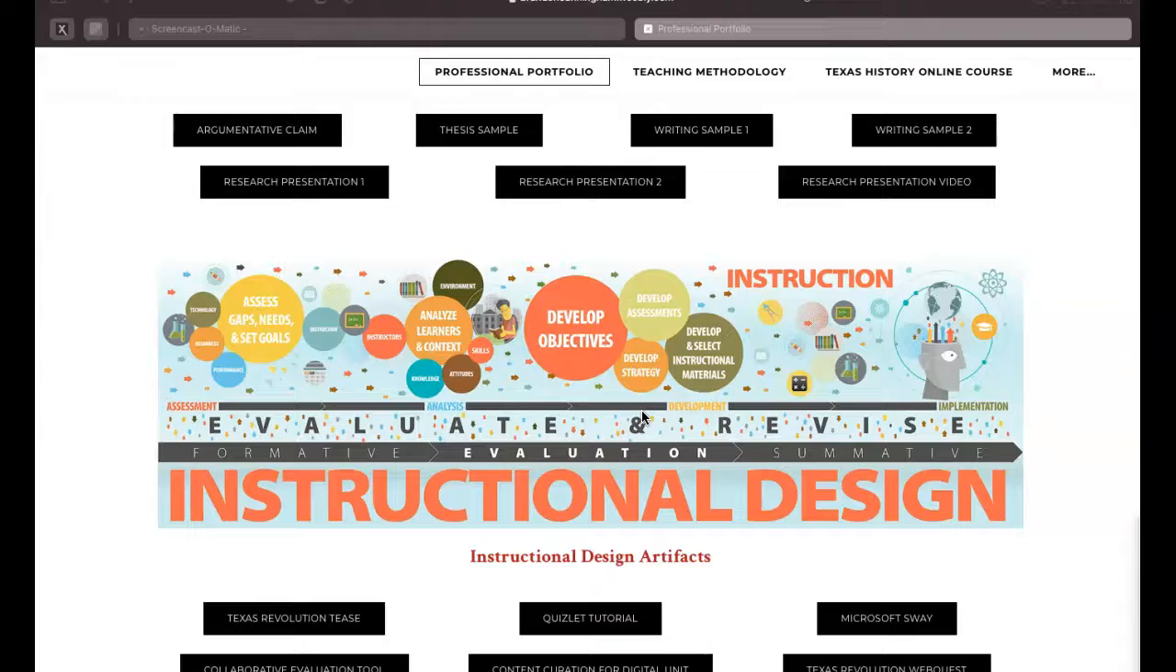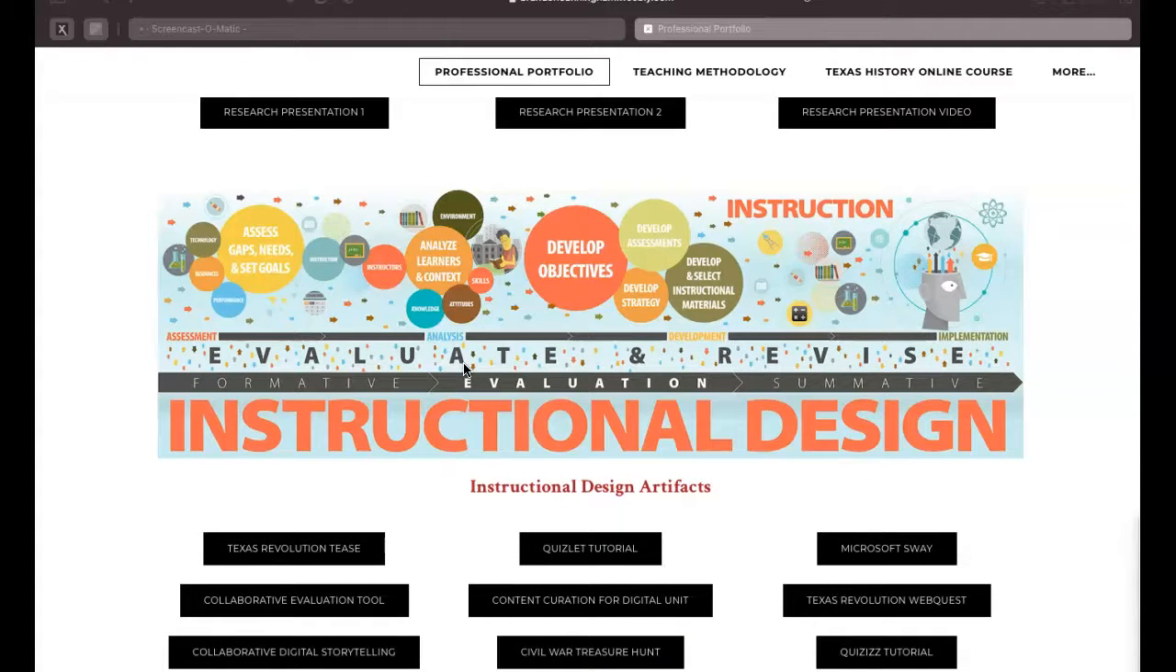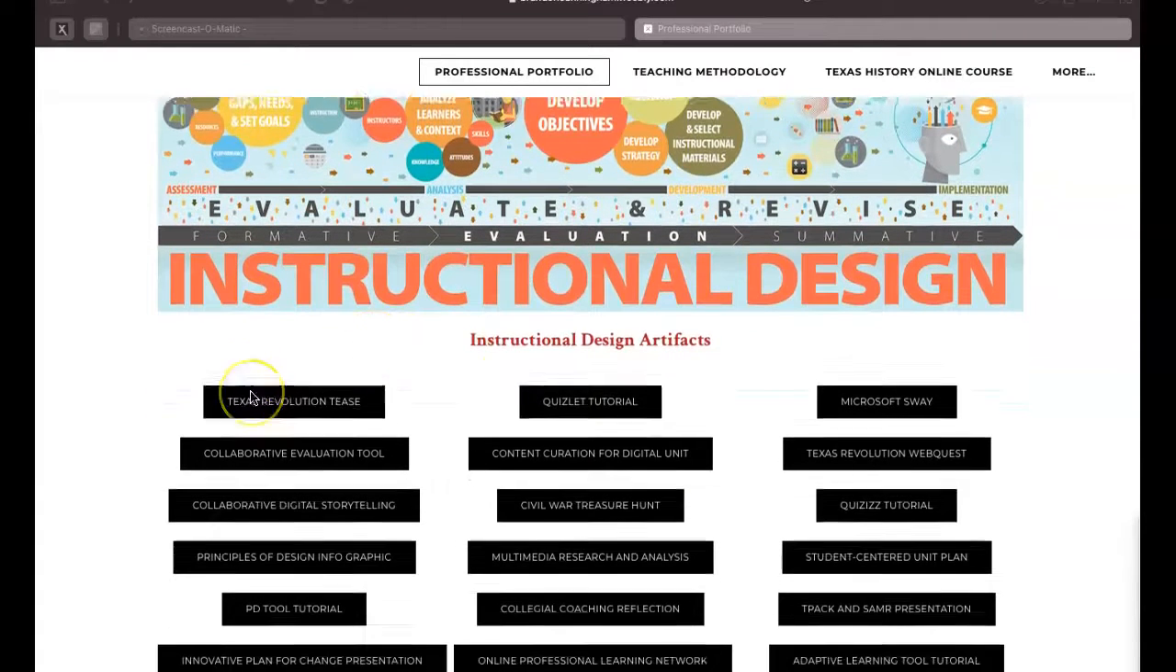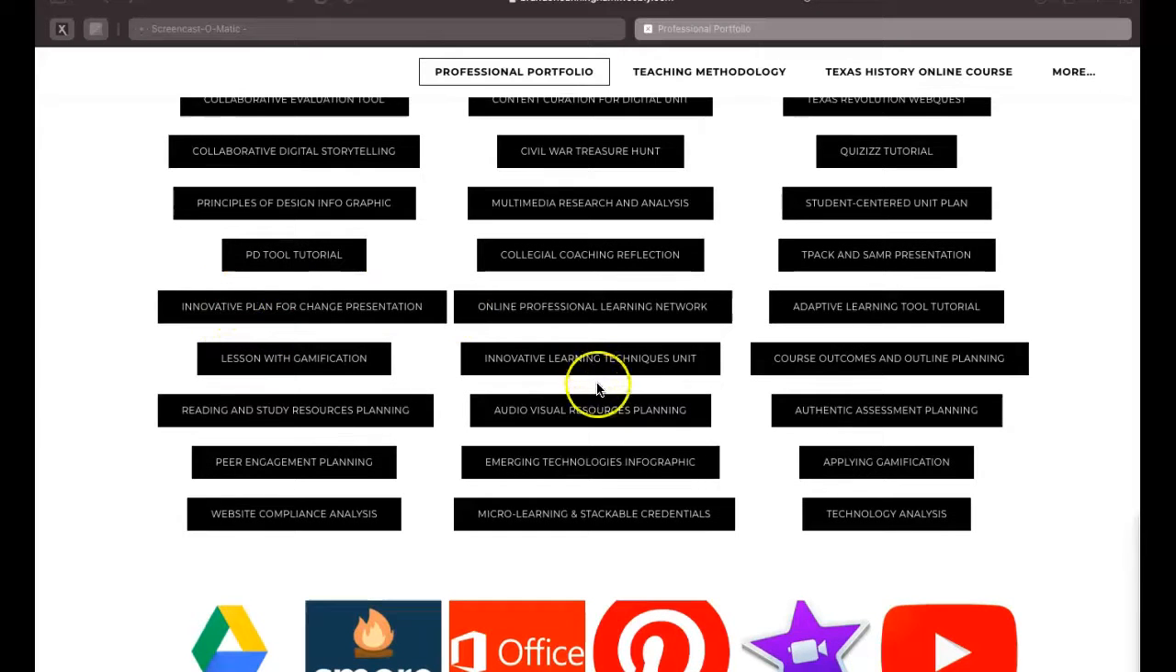Then once you scroll past the student work samples, you get to my instructional design artifacts. So these are all the things that I've created during my instructional design program here at HBU. So this is starting with my first class, going all the way through this one, the emerging technologies. So the first thing that I have for emerging technologies is my infographic, which we created the first week.